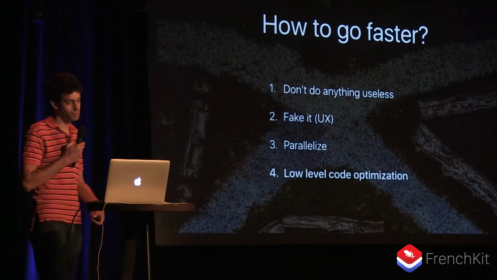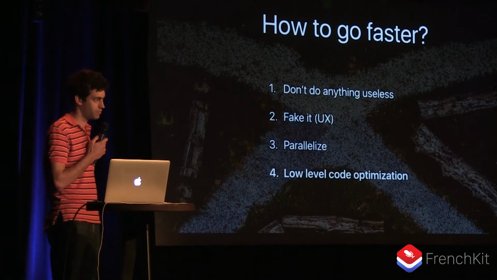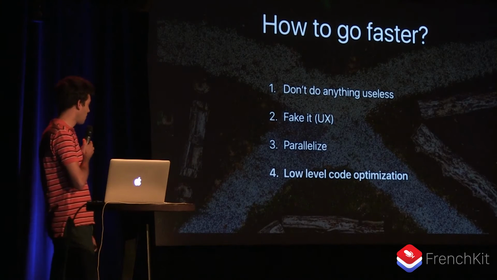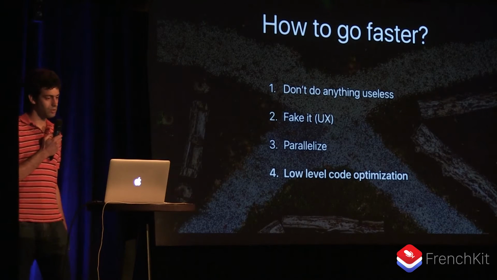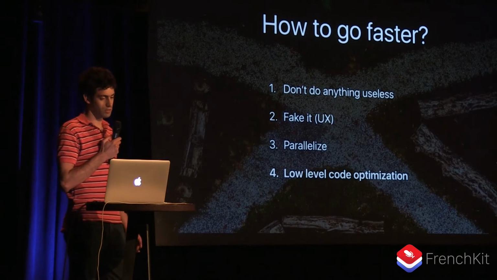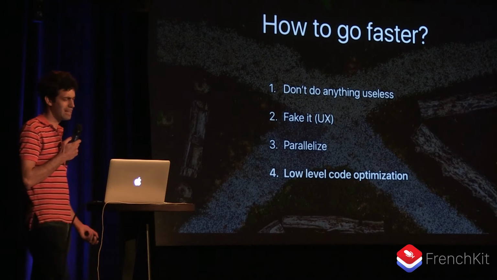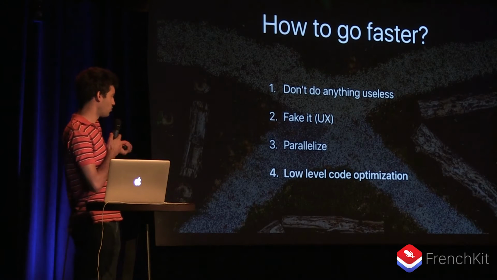You can parallelize work. Sometimes you can do stuff while the user is doing something. You can do heavy lifting in the background, or you can benefit from multiple cores on your CPU. And the last one, which is the one I'm going to talk about more today, is low-level code optimization. I put it last because you should only do that if the previous things didn't work out well.